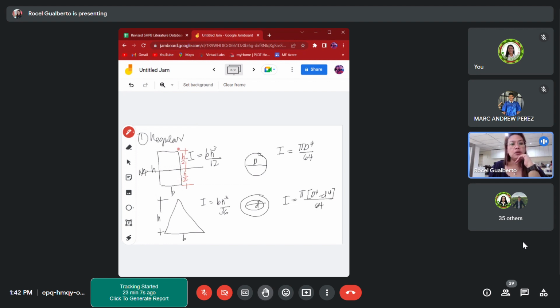So you compare now the two distances. Whichever is higher, that will be marked as the value of C. In this case, the values are the same. So that would also be your value of C, h over 2. Here, again, this is symmetrical. So where is its neutral axis? It is in the middle.